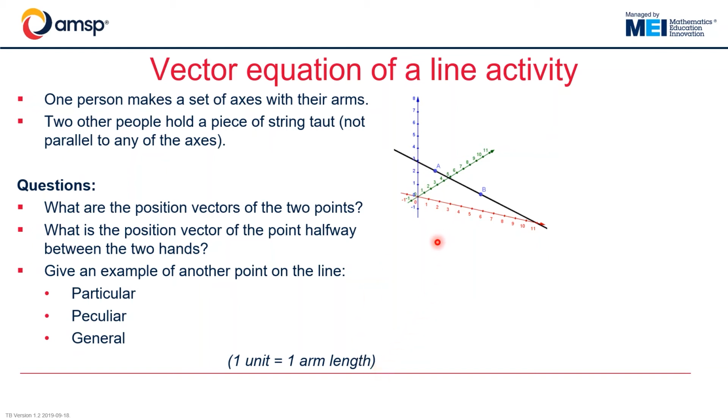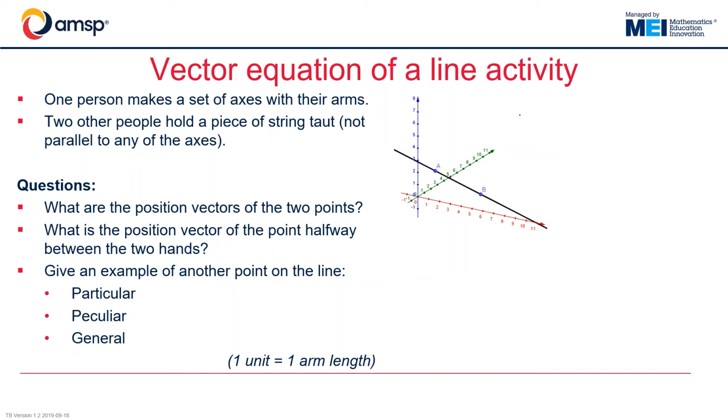I would then get a piece of string and ask 2 other students to hold the piece of string, both of them holding it in their right hand, holding it taut and making sure it's not parallel to any of the axes. And then each student's hand is going to be a point A for the first student's right hand and a point B for the second student's right hand. What this will allow us to do then is start asking some questions about points on the line that will get us to the vector equation of a line.